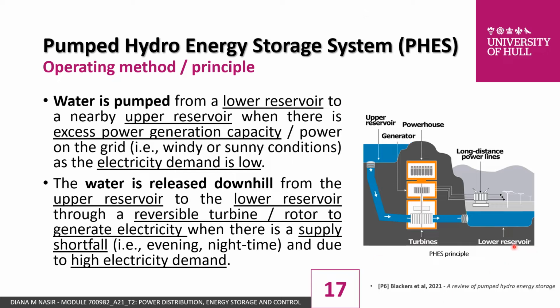The system will charge or store the energy when there is excess power generation. So the electricity will be supplied to the motor and the turbines, and the water will be pumped up to the upper reservoir from the lower reservoir. This will cause the energy to be stored. While when the system is discharged, the energy is released during high electricity demand. Therefore, the water kept at the upper reservoir will be released downhill to the lower reservoir, and the water pressure and also the speed of the water will spin the turbine or the rotor, which then will generate the electricity through the generator.